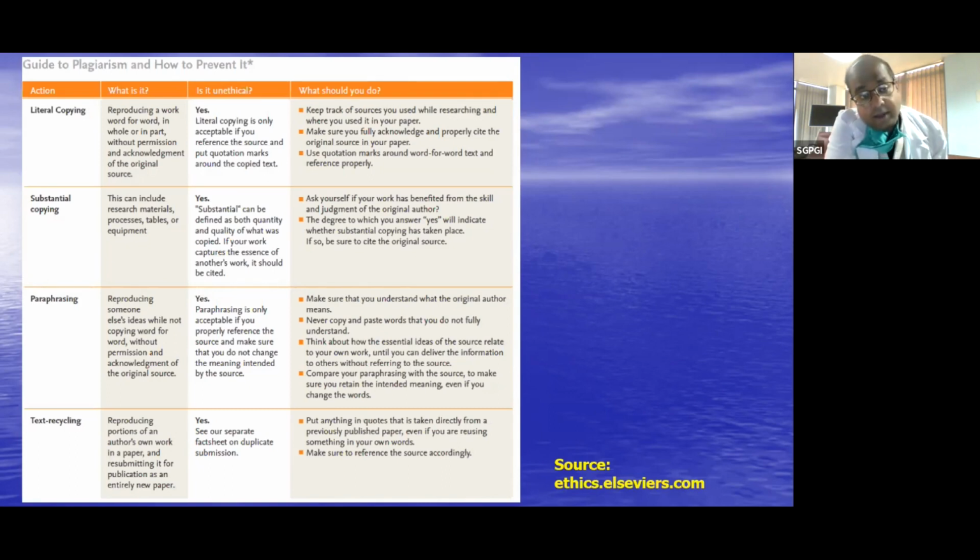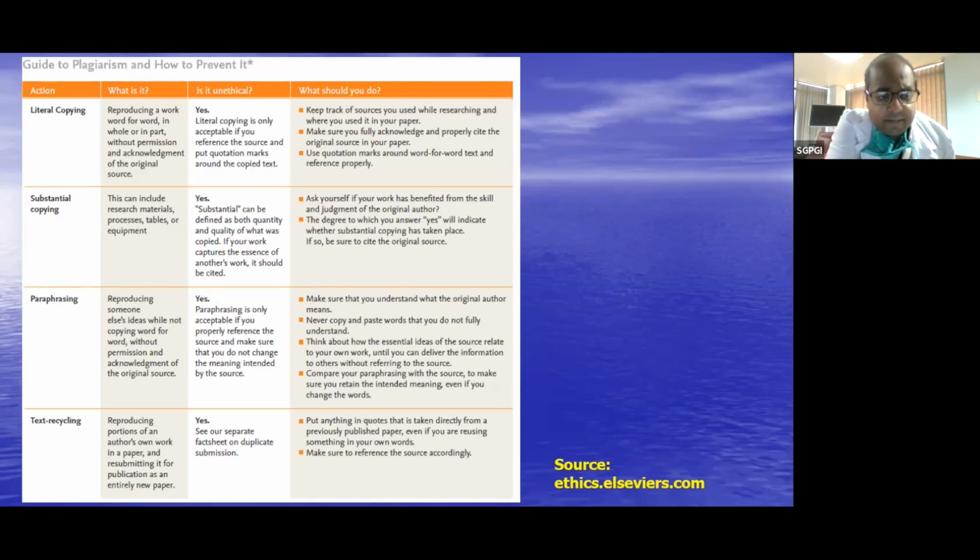Okay, so other than literal copying, there is another class which is substantial copying. So you're not copying the whole manuscript as such, but you do take parts from different sections of someone else's paper. And this is unethical if you do it without acknowledging or quoting that original person or paper which described this for the first time. So this is also unethical.